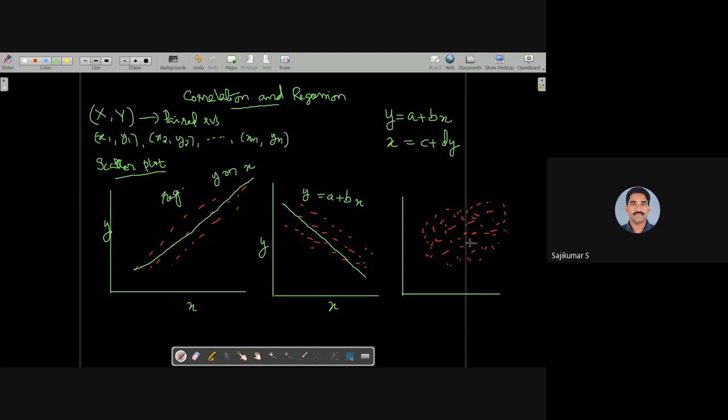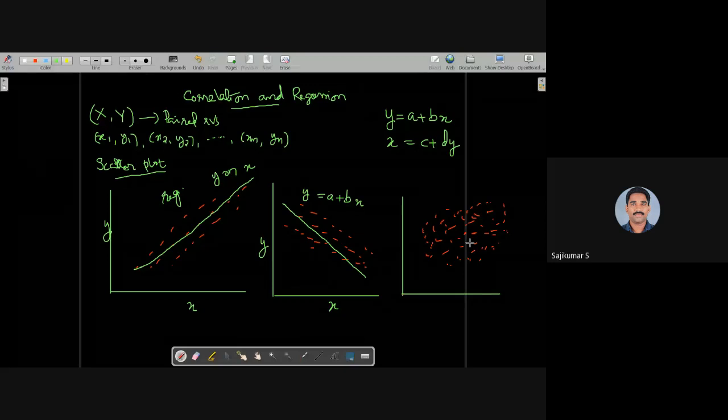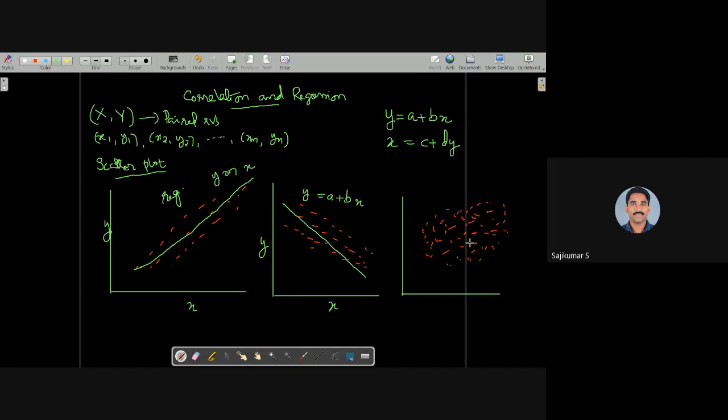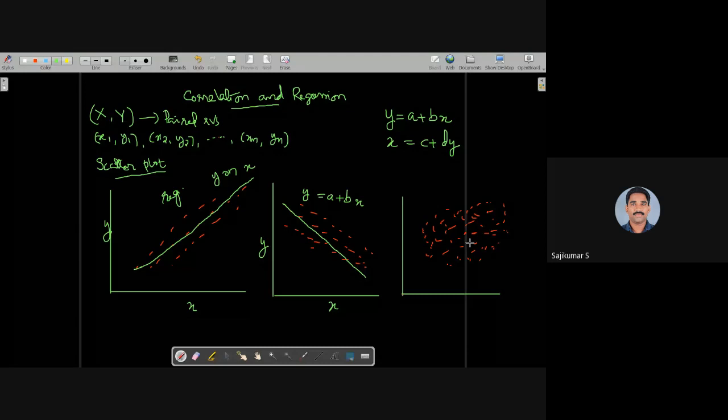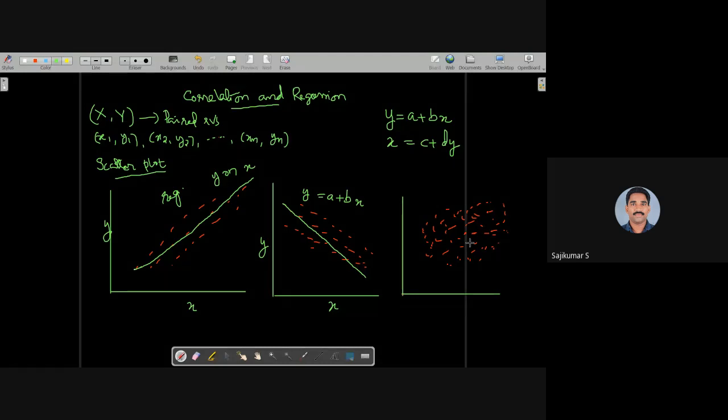For the upward sloping regression line, as the first variable, our predictor variable, increases, the corresponding response variable also increases. Or in other words, as the independent variable x increases, y increases. So that is called a direct correlation. Direct correlation means as one variable increases, the second variable also increases, or as one variable decreases, the second variable also decreases. That type of correlation is called direct correlation.